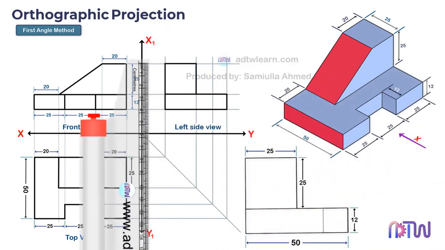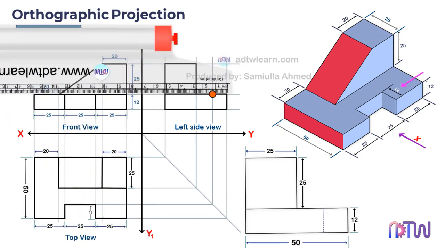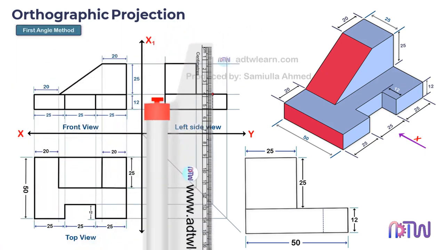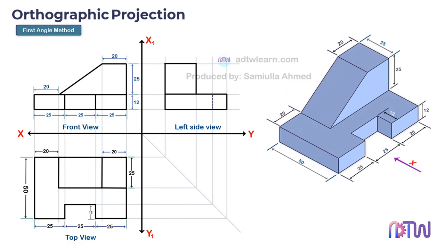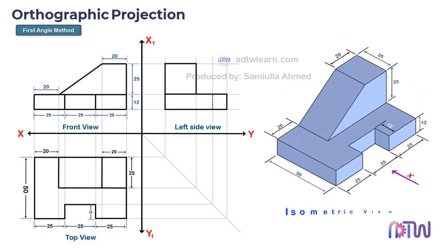At last, we need to draw these dotted lines to represent this intersection. We can see the distance of this dotted line is 12 millimeters. Mark a point at a 12 millimeters distance from this edge and draw a vertical dotted line. This is our required side view of the object. This is how we can draw an orthographic view from the isometric view.